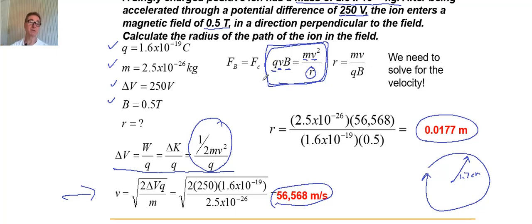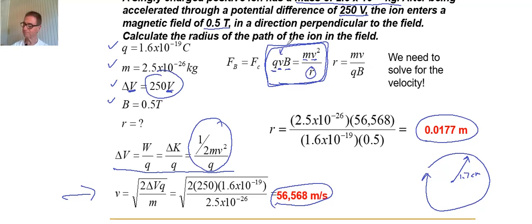This problem made you think a little bit more because it didn't give you the velocity, but it did give you the voltage. Be careful of the V's, right? Voltage is a capital V, velocity is a little v. So don't make the mistake of saying, oh, we have a V of 250 volts and just try plugging that in here. That's not going to work. You're going to get a wrong answer there.